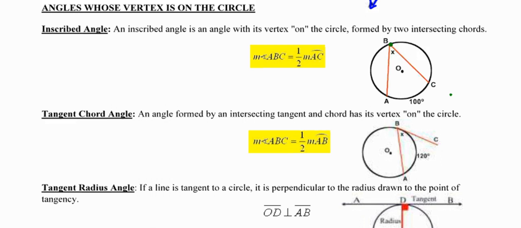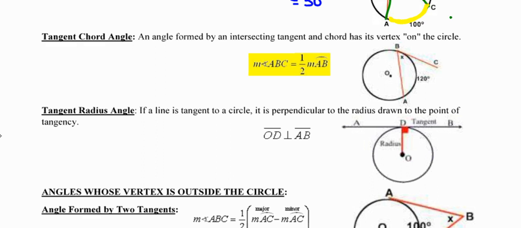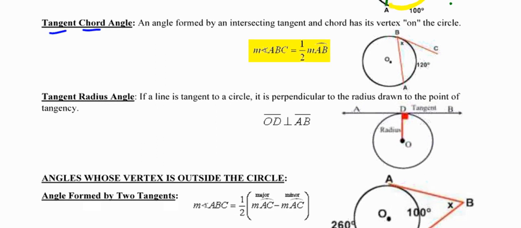So if I look at the picture, B is the vertex, it's on the circle. Its two sides are made up of chords. Its degree measure is going to be half of the arc that it intercepts, or in other words, half of 100 degrees or 50 degrees. That's review from the previous video. So if you need some refresher with that idea, you want to go back and revisit the video on central and inscribed angles.